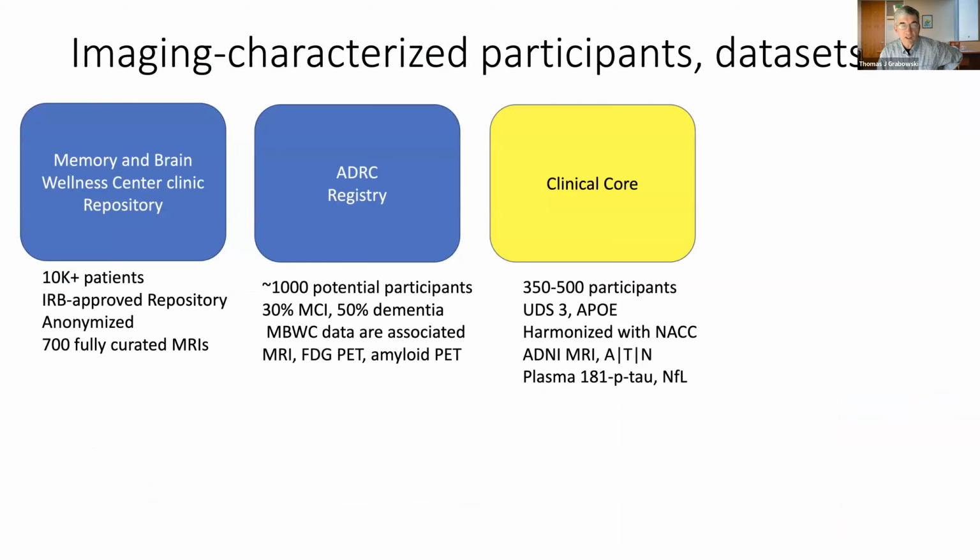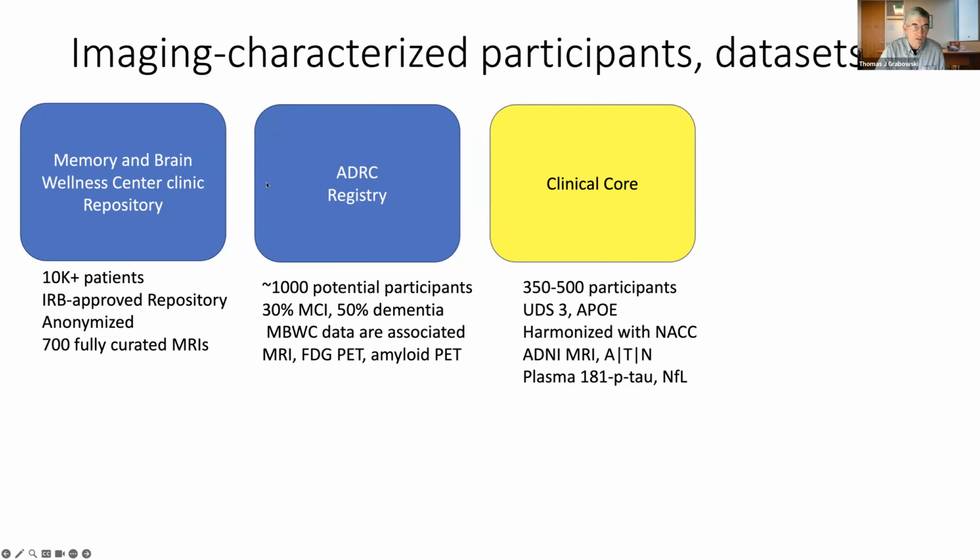Thinking now more specifically about what we have, the Memory and Brain Wellness Center clinic has had 10,000 patients or so over the years. There is an IRB approved repository of those data, and we have curated at least 700 data sets that have a research grade MRI scan along with solid diagnosis, cognitive data, and other neurologic data. So that's a great data set that you can use for generating hypotheses. It's not been collected for research purposes, but it's available.